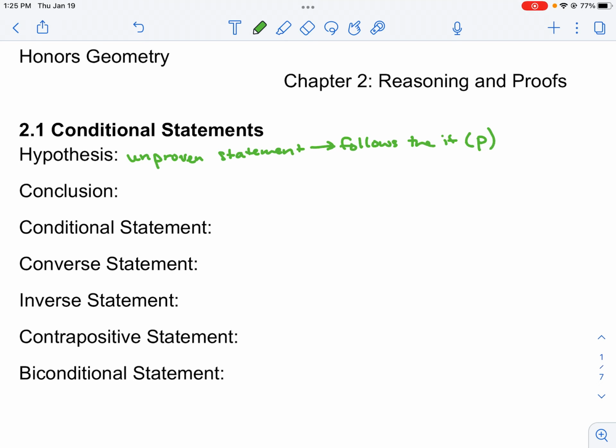So a conclusion is the result of reasoning. It follows then, and we will know it as Q. Like I said, just write this down for right now. I know that doesn't make sense, but it will.